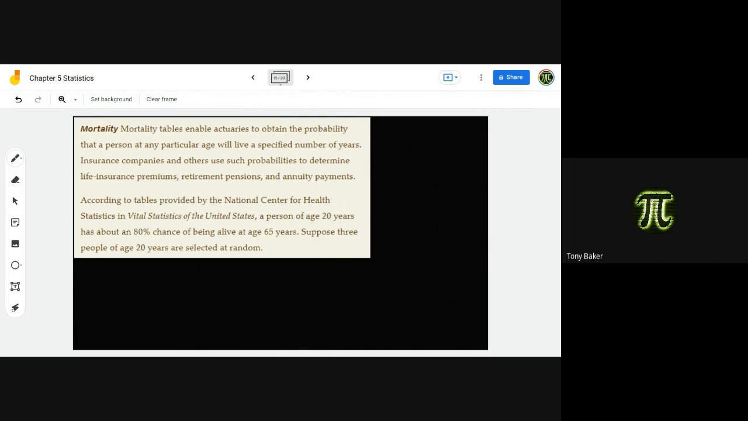I think they actually use S and F, which I don't really like, so we're going to use A and D. A is alive and D is dead. So we're going to set up our table. We have alive, alive, alive; alive, alive, dead; alive, dead, alive; alive, dead, dead.